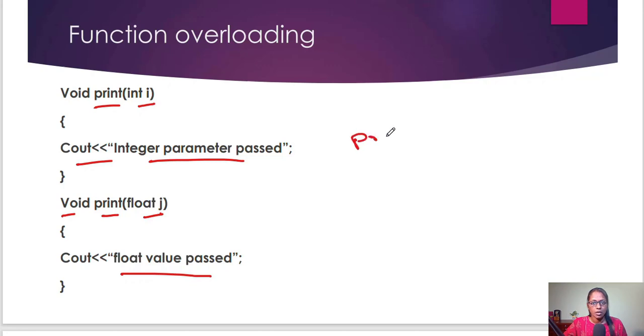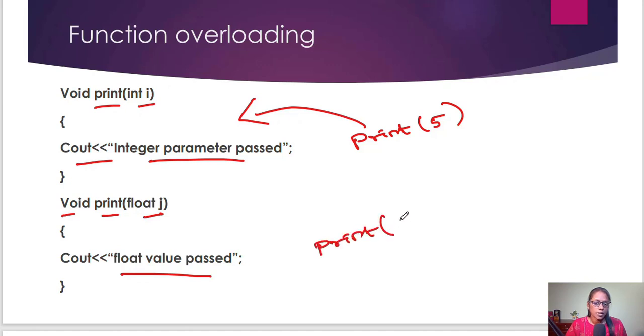So if I call print 5, this function will be called, and the output will be integer parameter passed. If I call the function as print 6.8, so this function will be called and it will give the output float value based. So this is called function overloading.